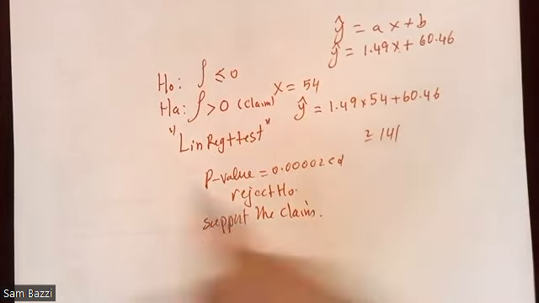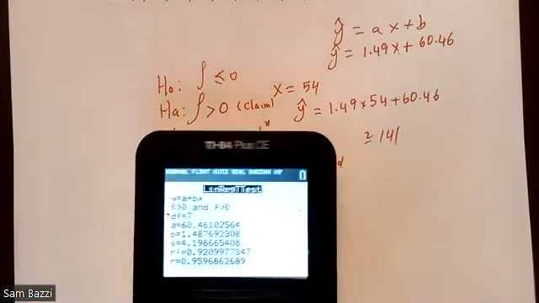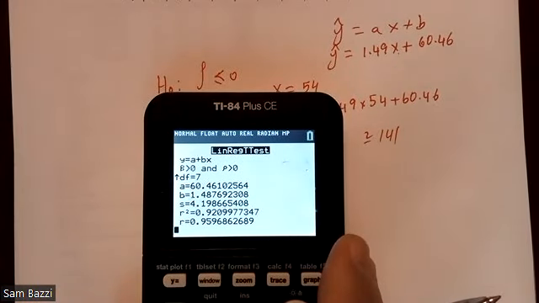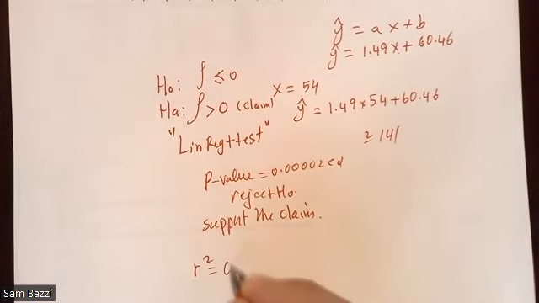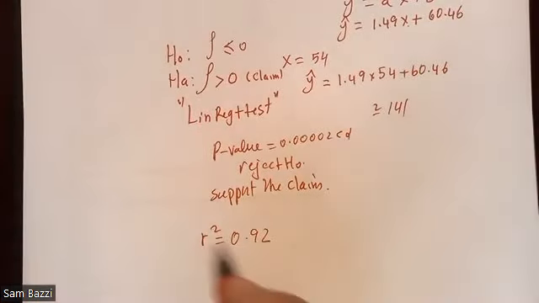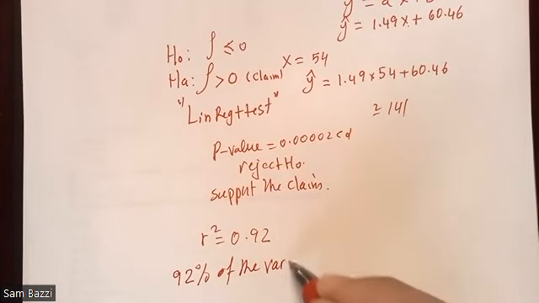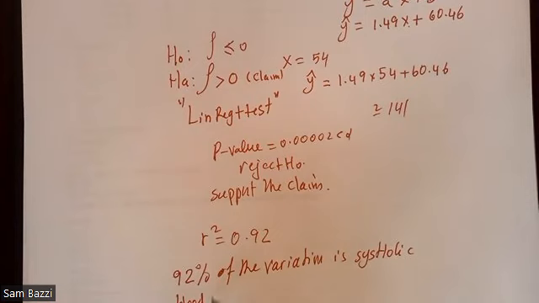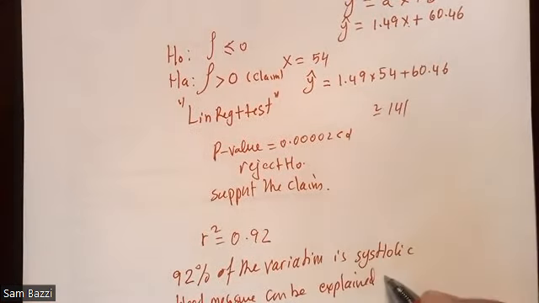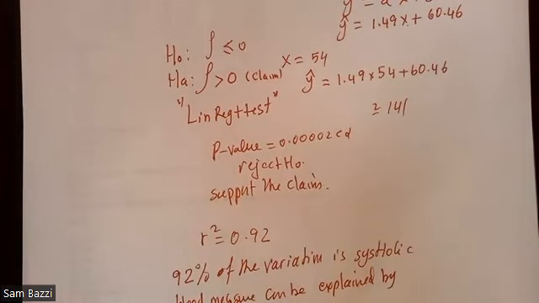The last question, find R squared and interpret its meaning. Well, guys, you already have R squared right here. Even when you run the test, you will get R squared, which is 0.92. Let me show you how to interpret R squared. Here's how you interpret. We say 92% of the variation in systolic blood pressure can be explained by the variation in age, using the regression line.